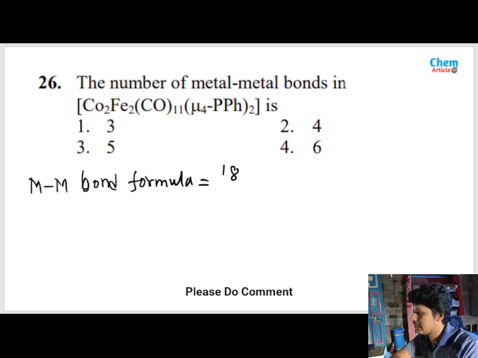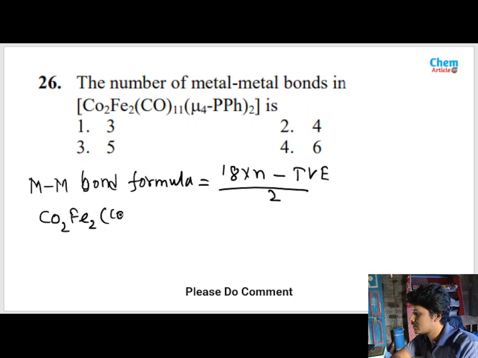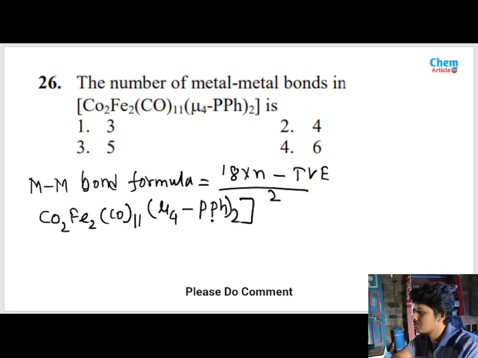equals (18n minus total valence electron count) divided by 2. First of all we calculate the total valence electron count. We know that the compound is Co2Fe2(CO)11(μ4-PPh)2.